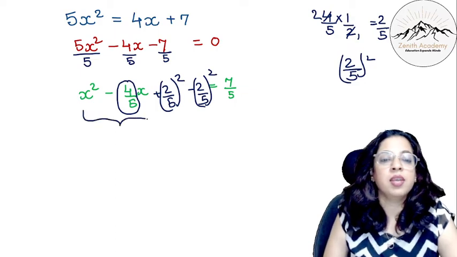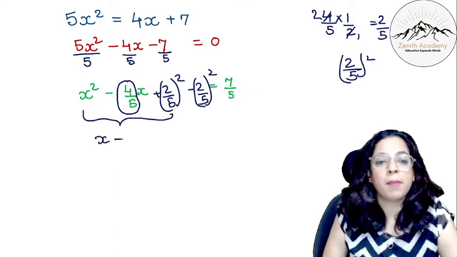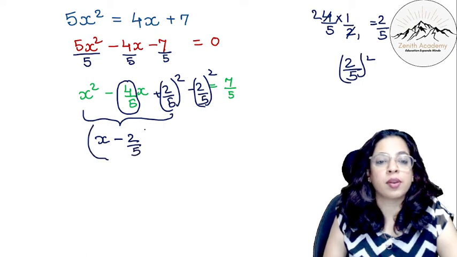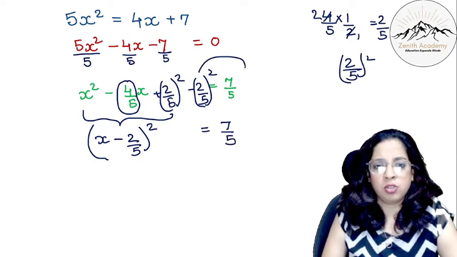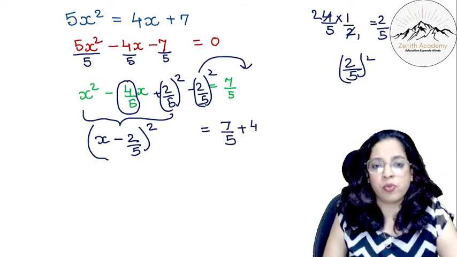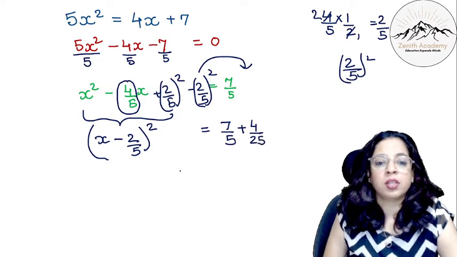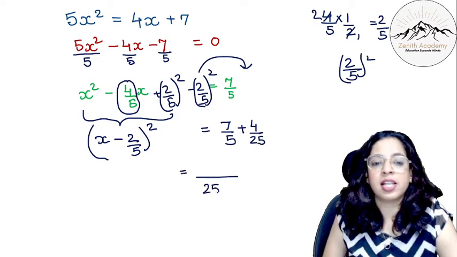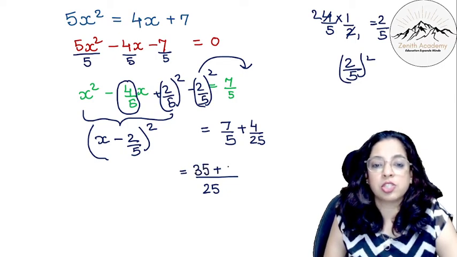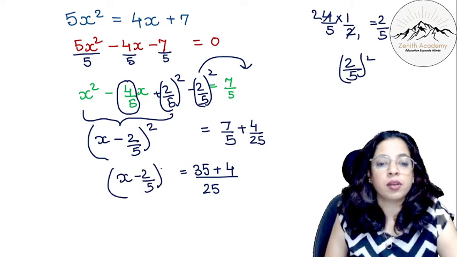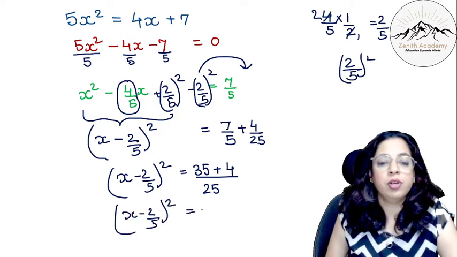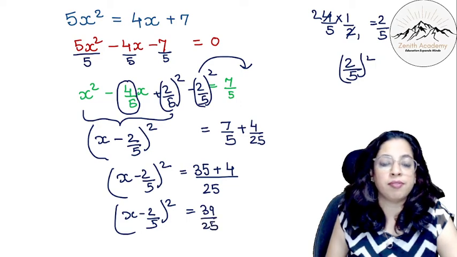Now see the first three terms. It will be x minus 2 by 5 whole square. This will be equal to 7 by 5 is already there. Take this on the other side. It becomes plus 2 square is 4, 5 square is 25. So if I solve it, 25 is the LCM. So 5 fives are 25, so 7 fives is 35. Plus this is 4. So x minus 2 by 5 whole square is equal to 39 by 25.